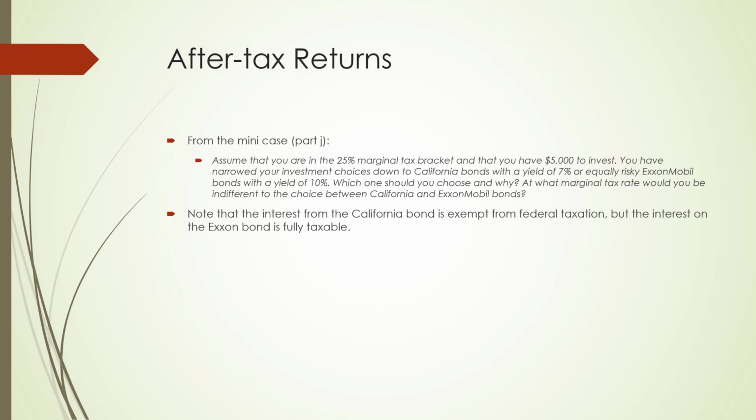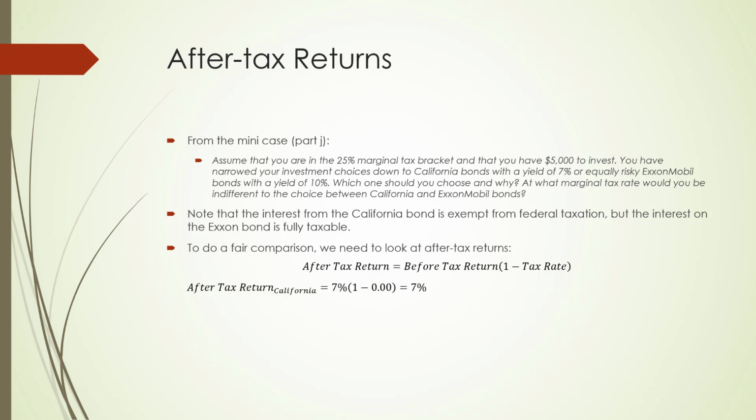So that 7% is effectively an after-tax yield. But the interest on the ExxonMobil bonds is fully taxable. So that 10% is a pre-tax yield. We cannot compare after-tax yields directly to pre-tax yields. We have to adjust for this. So the after-tax return on those ExxonMobil bonds would be the before-tax return times 1 minus the tax rate. And remember, the tax rate here is 25%. So what we have is 7% after-tax return for the California bonds and a 7.5% after-tax return on the ExxonMobil bonds.